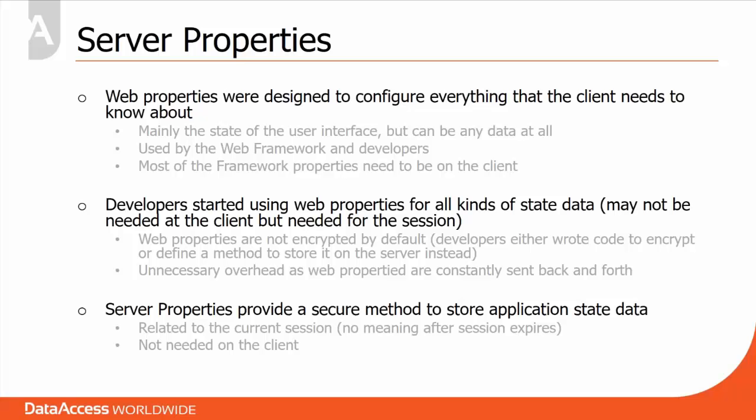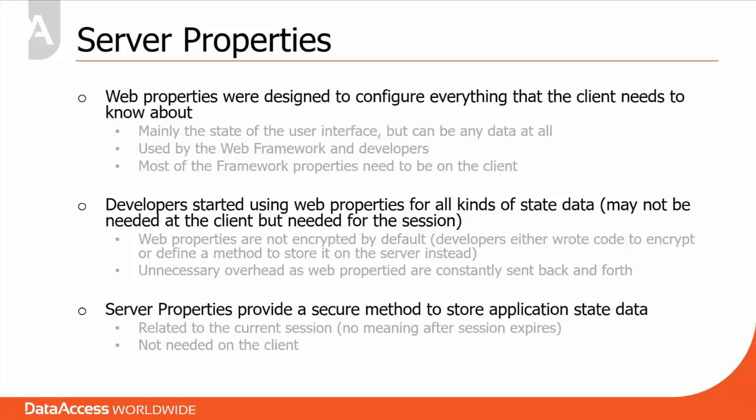Almost all of our framework properties need to be on the client. I say almost all just because if I said all, somebody would say, oh, but what about this? But they need to be on the client because the JavaScript engine needs them. When developers started using web properties, because it can store and transmit any kind of data in any kind of structure back and forth, they started using it. And sometimes they're needed at the client for the same reason, because the JavaScript engine needs it. But a lot of times they're not. They just didn't have a different way to deal with it.